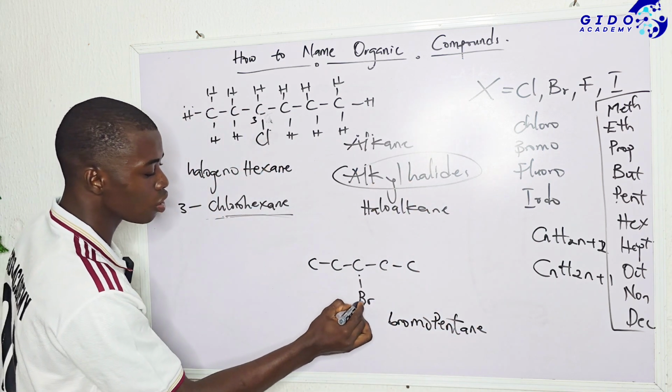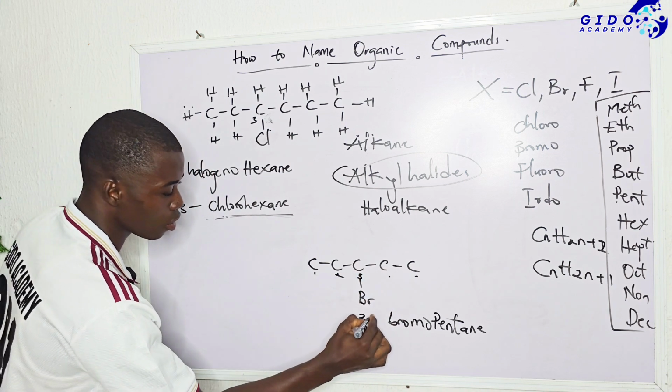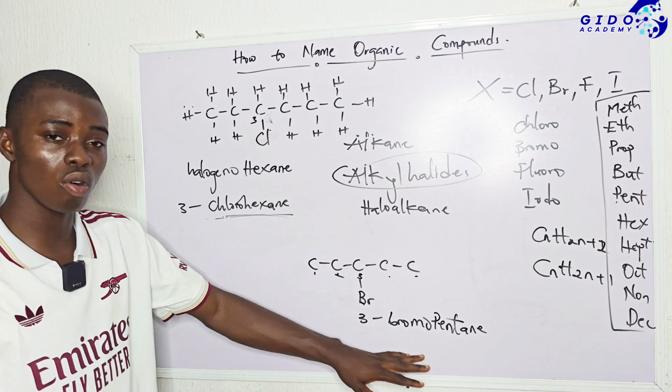Then what is the position of the bromine? 1, 2, 3. 1, 2, 3. So it's position what? 3. Because if you count from the left, it's 3. If you count from the right, it's also what? 3. So the name is 3-bromo what?